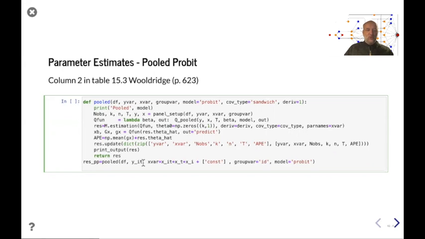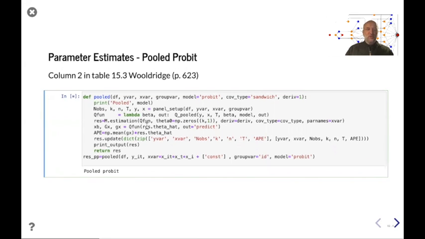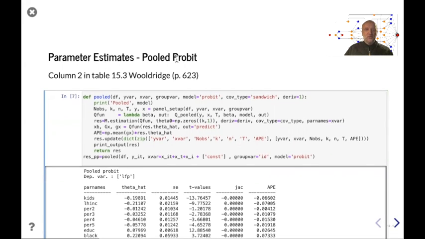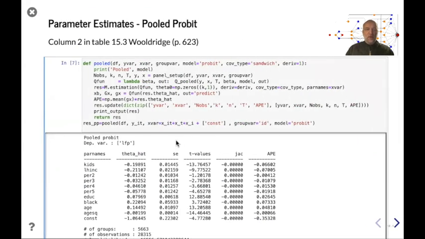And here's the function call that calls this function. Let's see if it works. A pooled probit, and it does. Let's go back and forth so we can see. And then we have a bunch of parameter estimates and standard errors. And again, we now see a negative coefficient on kids and a negative coefficient on log of household income.